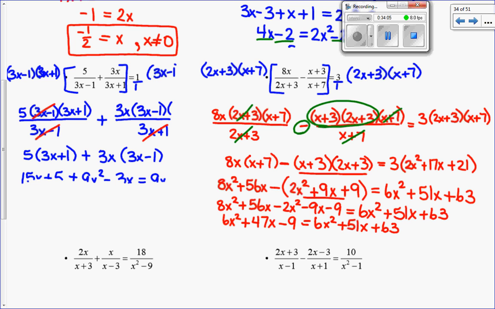Okay, again, if I try and subtract 6x squared from this side and subtract 6x squared from this side, they will cancel each other out. So really I have 47x on this side, I've got 51x on this side, so I'm going to subtract 47x from both sides, and that will give me 3x on this side. And then I'm going to subtract 63 from this side and subtract 63 from this side. So that's 72.